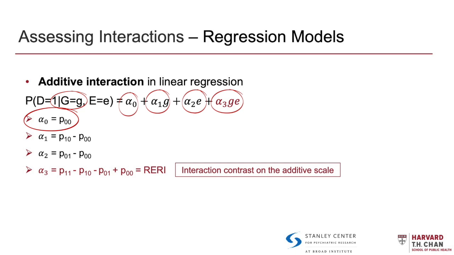So in the absence of either of the risk factors would be P00. And then alpha 1, which tells you the risk for a genetic risk factor, would be P10 minus P00. And we would do the same for alpha 2. And then we can get our alpha 3, RERI, which is interaction on the additive scale. So this is something that one can do in a linear regression model. This is not something most frequently done, but encouraged in epidemiologic studies.